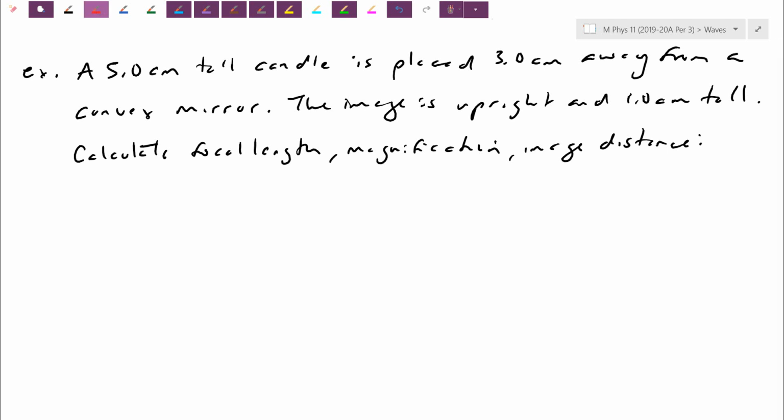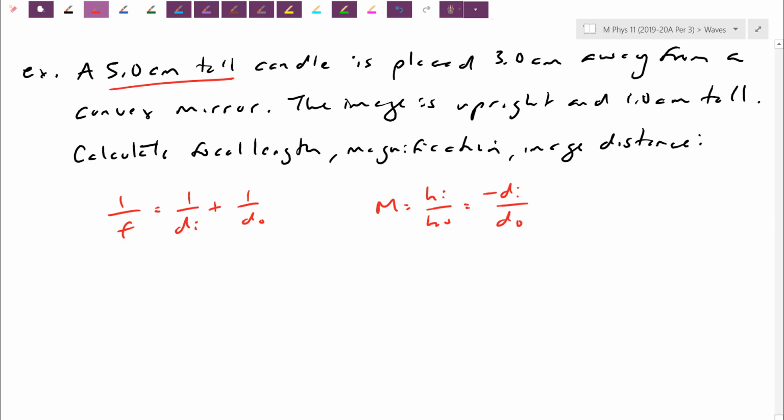What I would do here is just start with formulas. 1 over F is 1 over di plus 1 over do. We have M is equal to hi over ho, which is negative di over do. Let's label these terms here. A 5 centimeter tall candle, that's going to be the height of the object, ho. It is placed 3 centimeters away. This is the object distance, so this is going to be the do. That's going to be a positive distance.